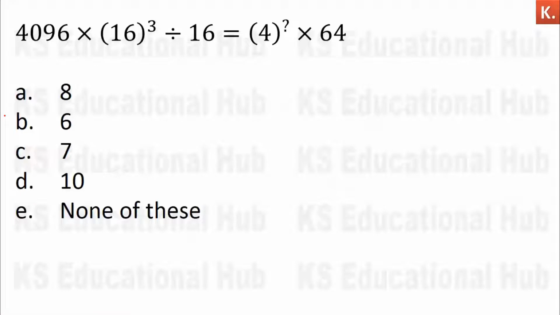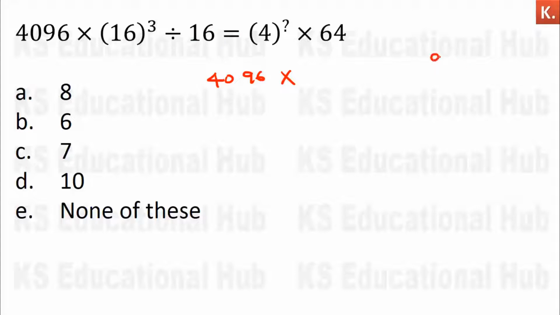4096 into 16 cube divided by 16 is equal to 4 to the power question mark into 64. So see here 4096, I am going to take it in the same way, into 16 cube divided by 16 to the power 1, right? It is 16 to the power 1.